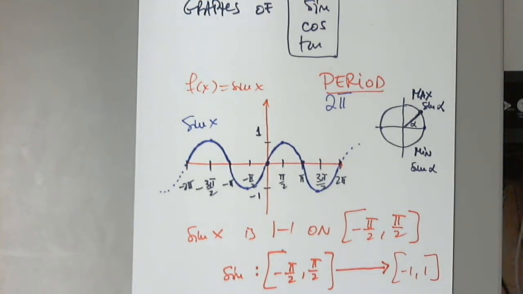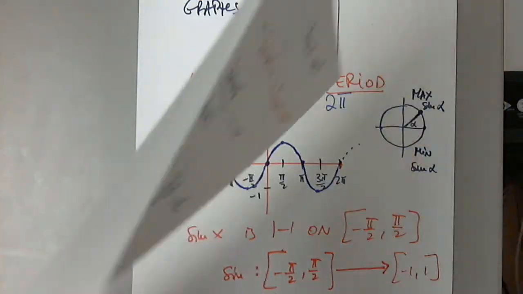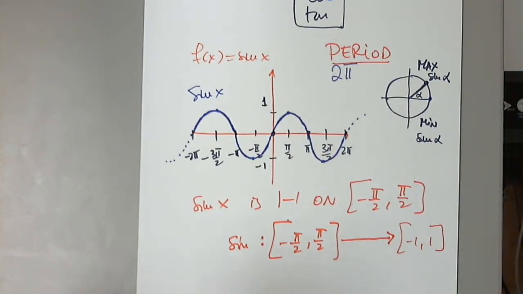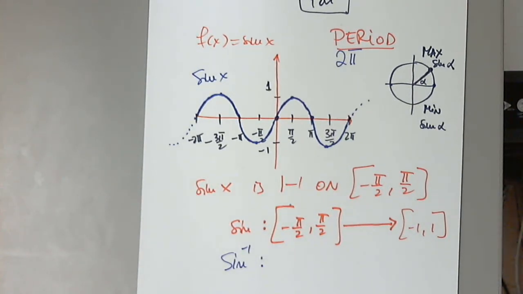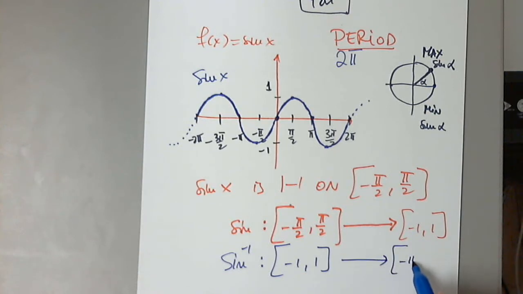What about the inverse function? First of all, how do you think we're going to denote it? As sine inverse. Which does not mean 1 over sine, right? It really means the inverse function of that. Perfect. So now, sine inverse will be defined on, indeed, between negative 1 and 1, taking its values between negative pi over 2 and pi over 2.